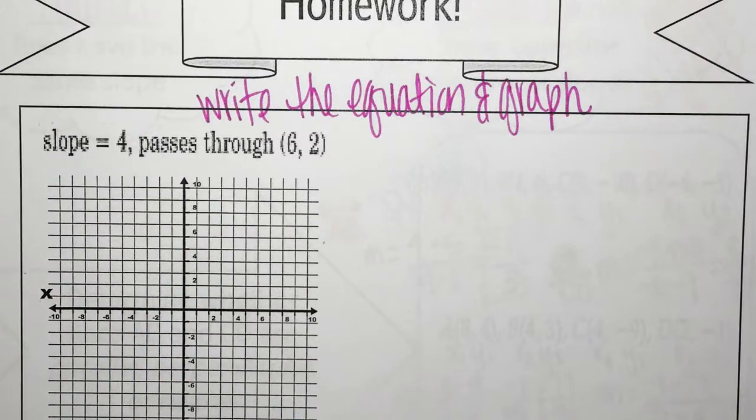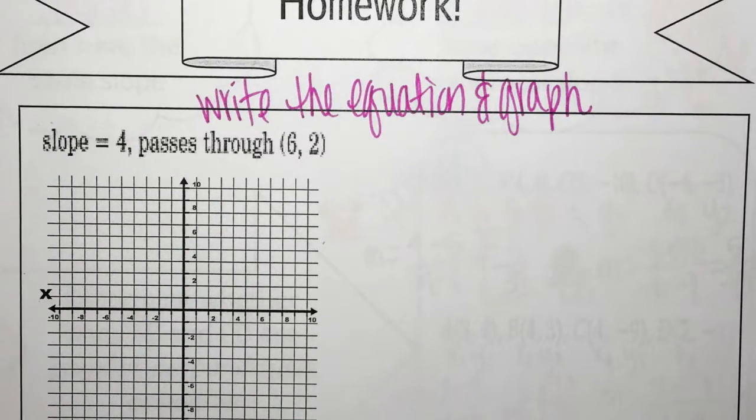Now, last year you learned 3 different ways to write equations of lines. Who remembers one way? Trey? Y equals mx plus b, which is called slope-intercept form. There was another way. If you have a point and a slope, what's it called? Point slope form. And the last way is standard form.